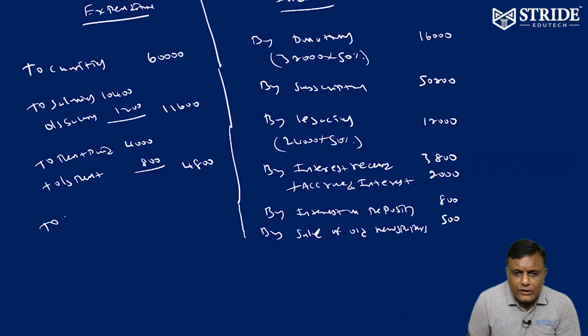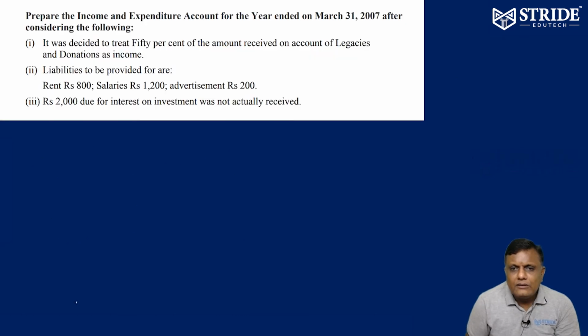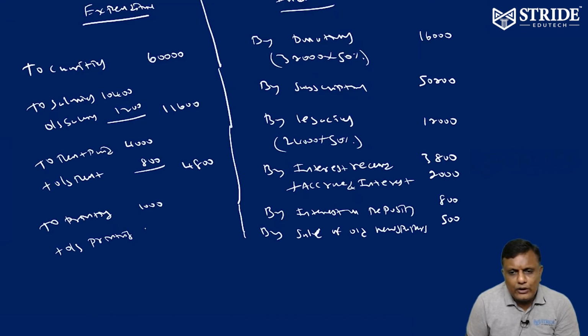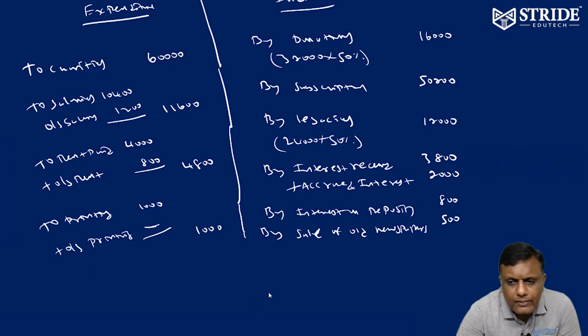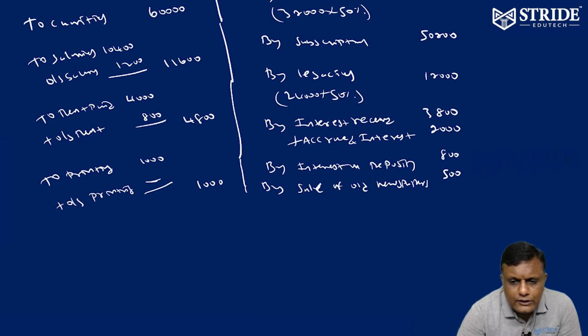Similarly, printing, how much? 1,000. To printing 1,000 plus outstanding printing. Outstanding printing is not given, so you can omit it. If it is available, you can put it. It is not available, therefore dash. So 1,000. Right. Otherwise, you can leave it. No issues. Right. Next one.